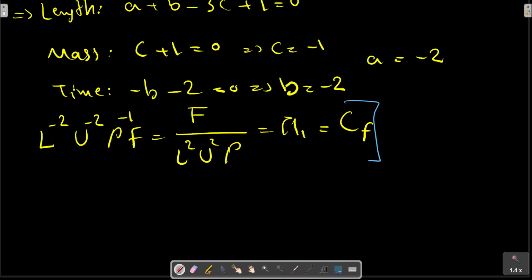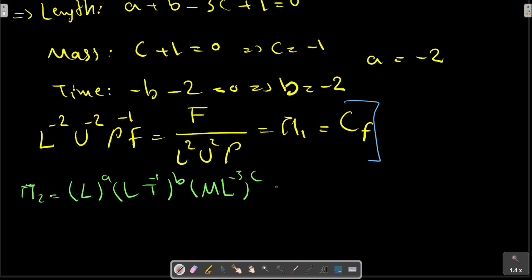If the second pi group is pi 2, we can write L to the A, LT minus 1 to the B, and rho, which is ML minus 3 to the C, multiplied by the new dimension ML minus 1 T minus 1, which should be equal to M0, L0, T0.